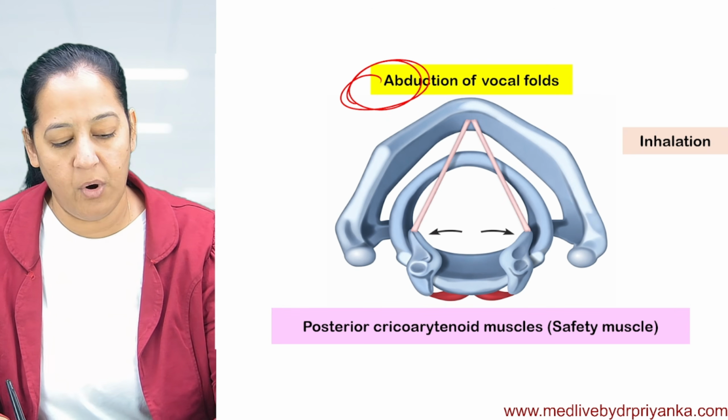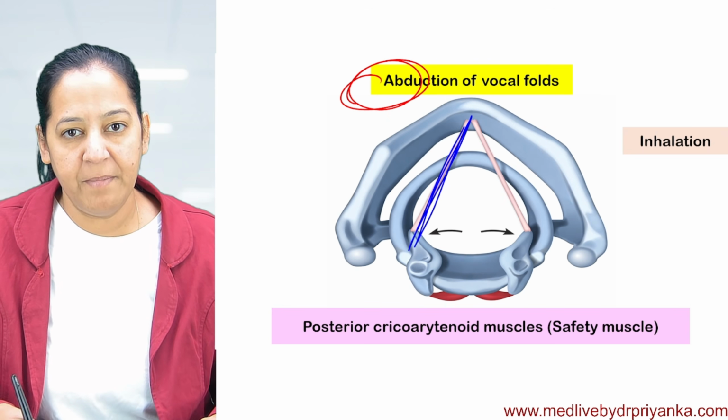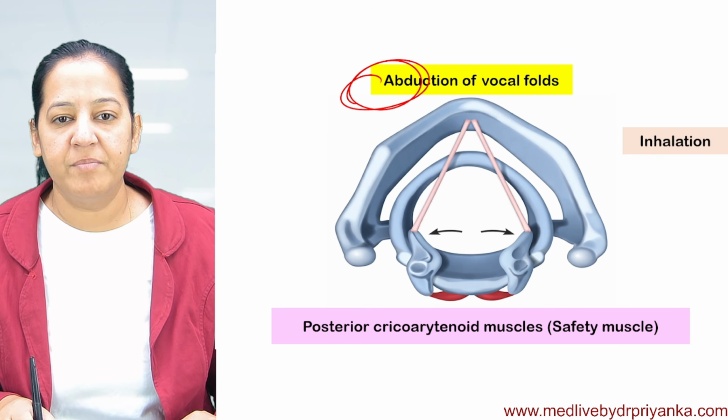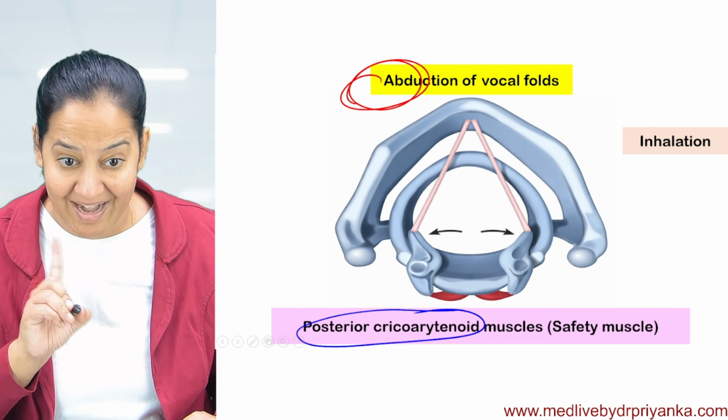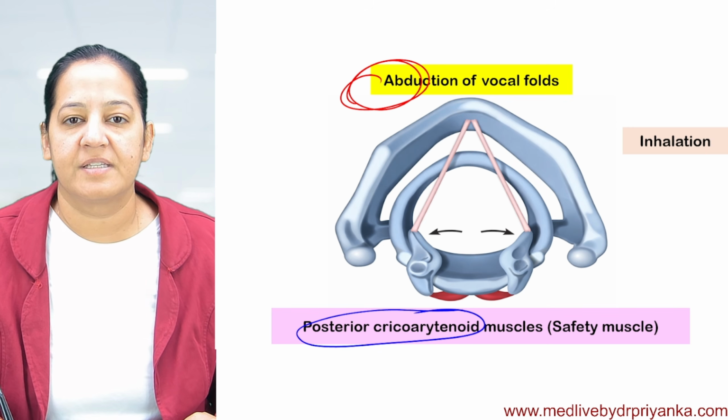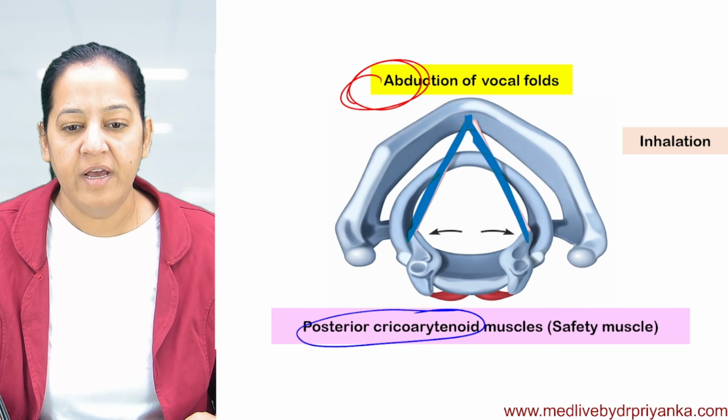Can you see the two vocal cords? Where are the two vocal cords? Okay, name a muscle which is taking the vocal cords far from each other. Name the muscle. So the name of the muscle is posterior cricoarytenoid, not lateral. Posterior cricoarytenoid. You can see the two vocal cords. You can see this is a vocal cord. You can see this is a vocal cord. And this is the muscle.